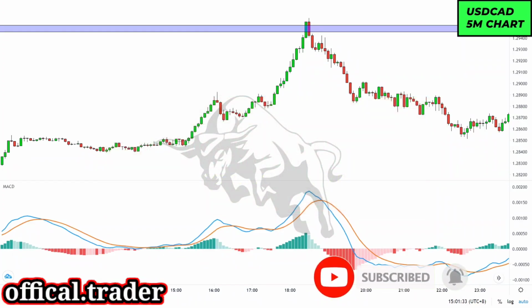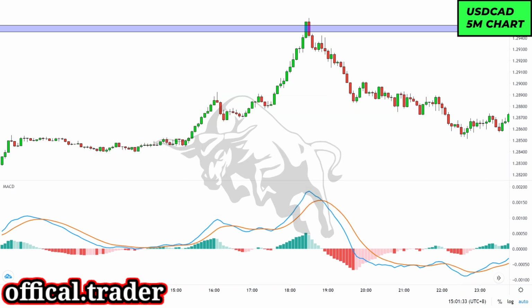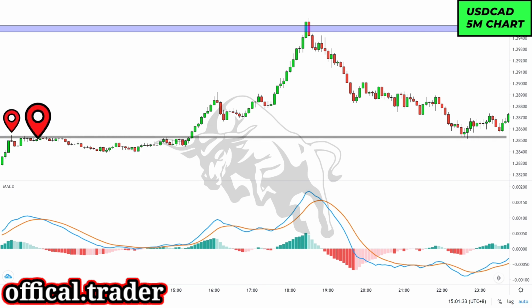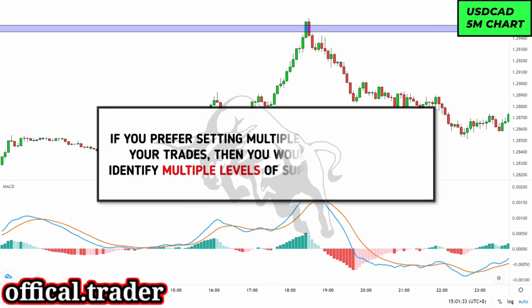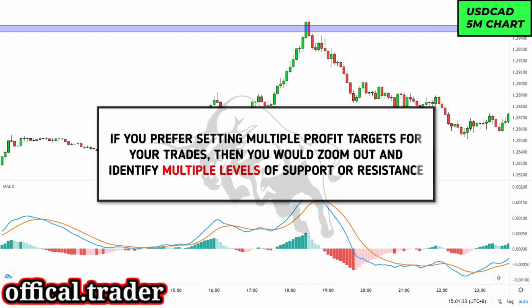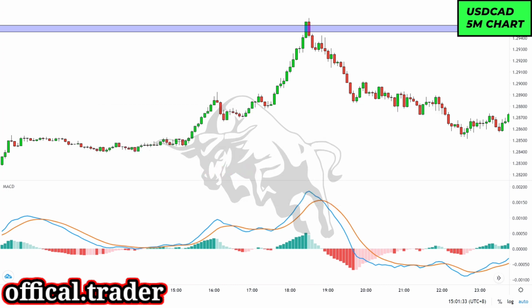So the way that I prefer to do it is to instead identify a level of support or resistance and close your trade when price reaches that level. So in this example, we see a clear level on the charts here where we saw multiple reactions from price earlier on. So we would draw that level in and wait for price to reach it before closing the trade. Alternatively, if you prefer setting multiple profit targets for your trades, then you would zoom out and identify multiple levels of support or resistance and close a portion of your trade each time price reaches a level.